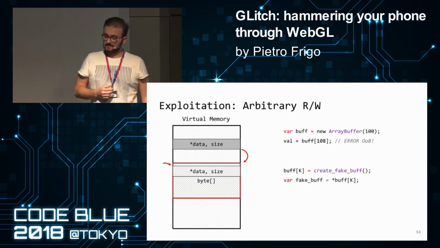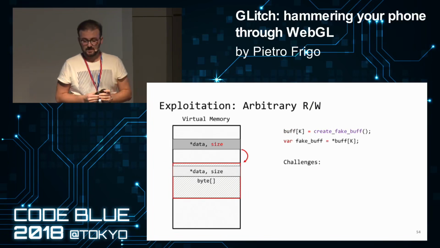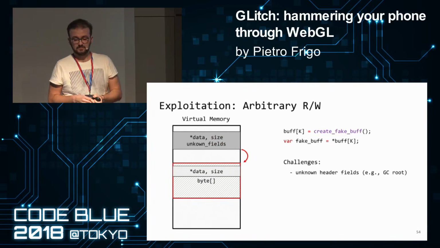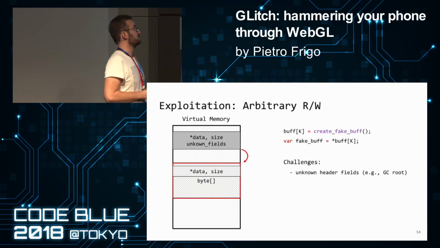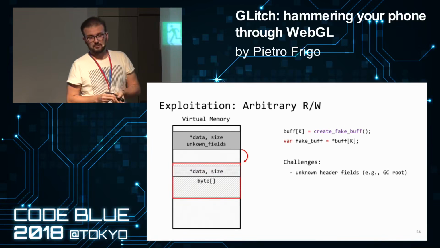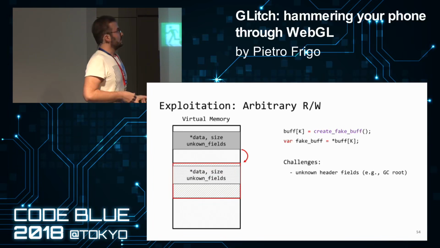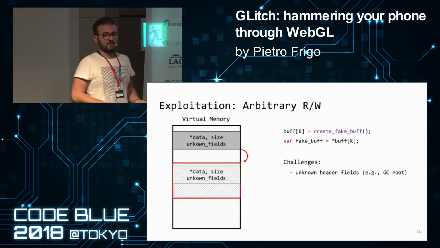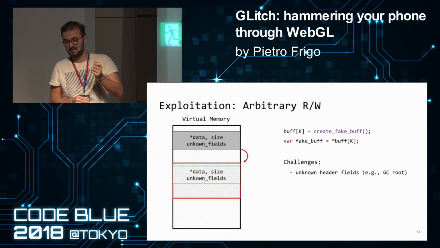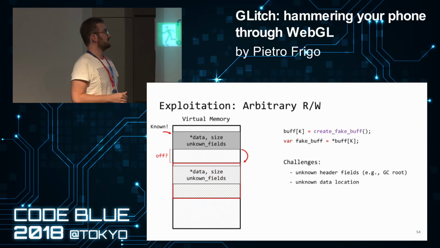And the problem here is that you have two challenges. The first one is that the header of the array buffer contains other data structures that you don't know. So there are some unknown fields in there, for instance, the garbage collector root, which of course you are not supposed to know. As a consequence, when you want to create your own fake array buffer, you also need to know this data. And the second one is that you don't know the location of the data.